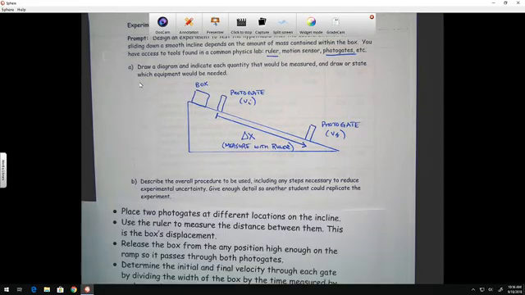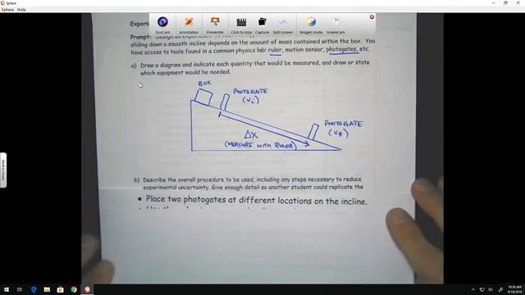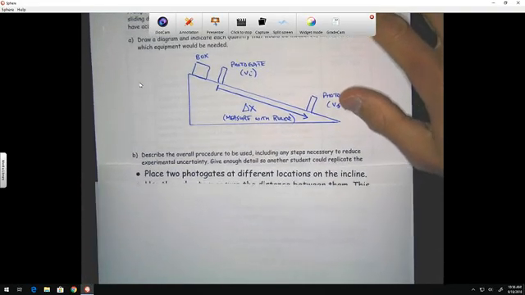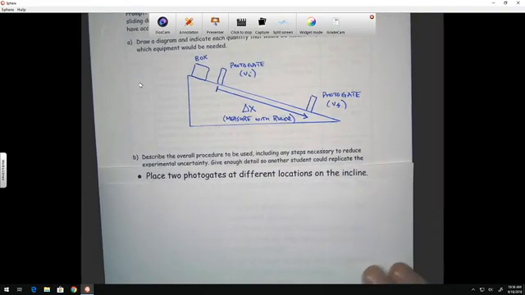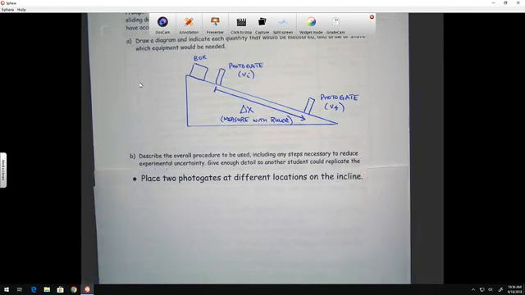Okay, so I'm going to just kind of scroll through some of the points that you can talk about. Notice that in this example and in the other example, I just used bullet points. That's okay. You can always do that. In fact, it's probably easier rather than writing a full paragraph. So bullet points are fine. So let's start off by saying that you place 2 photo gates at different locations on the incline.